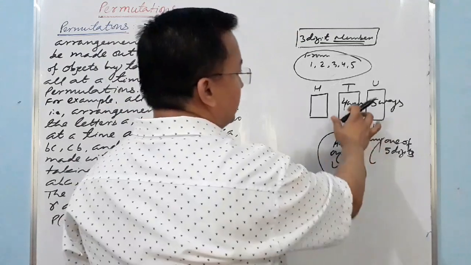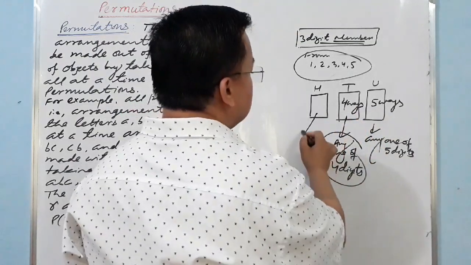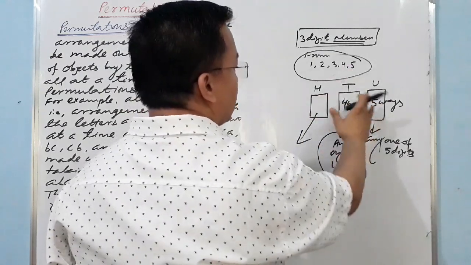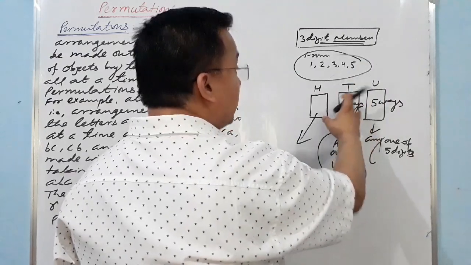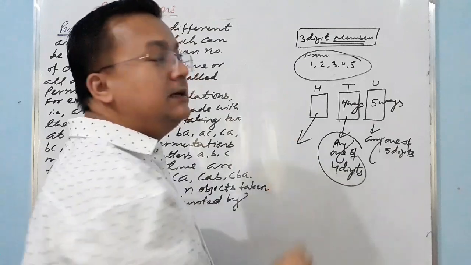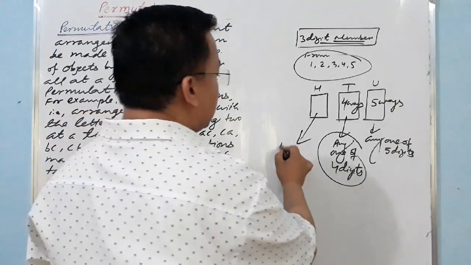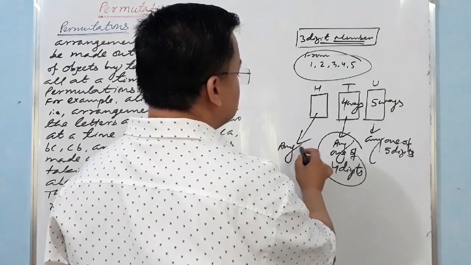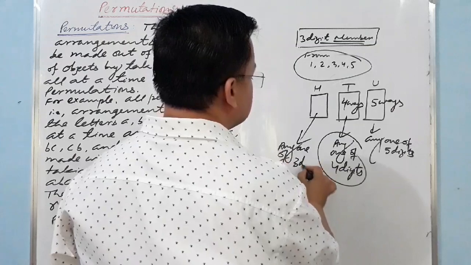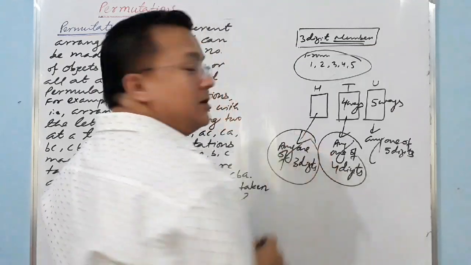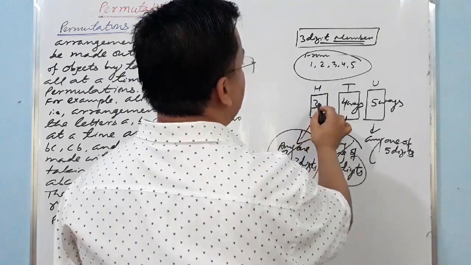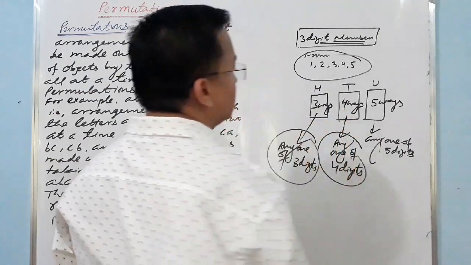Now 2 digits are gone. How many digits are left? Now we have three digits. Total is five digits, and two we have used. Having filled two places, we are left with three digits. So here we can use any one of three digits. There are three choices for the hundreds place, so three ways.